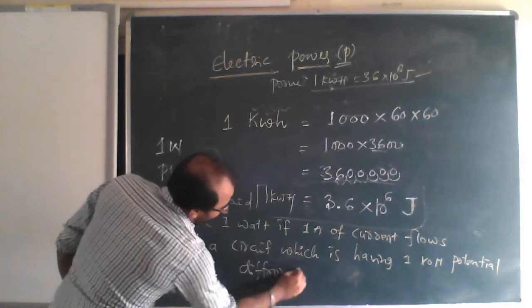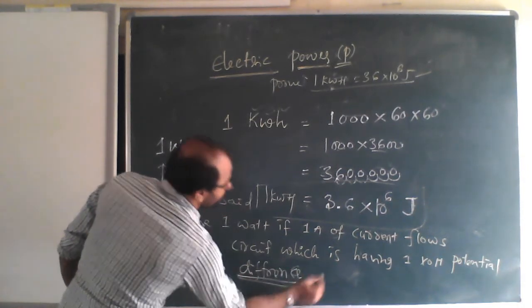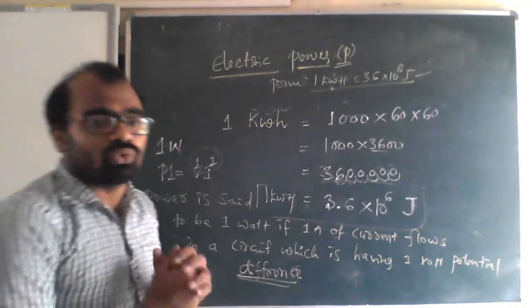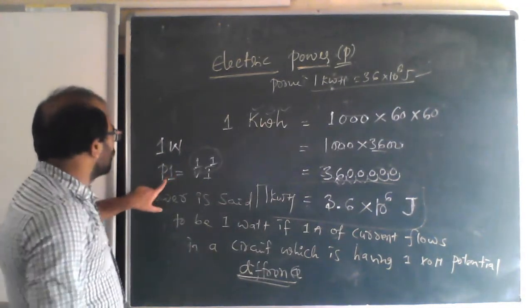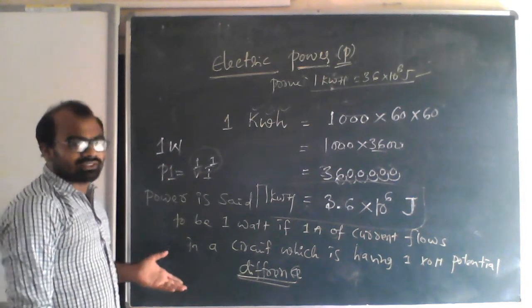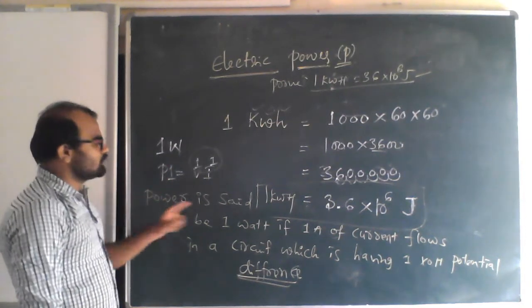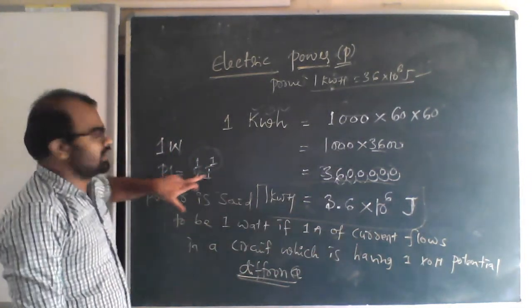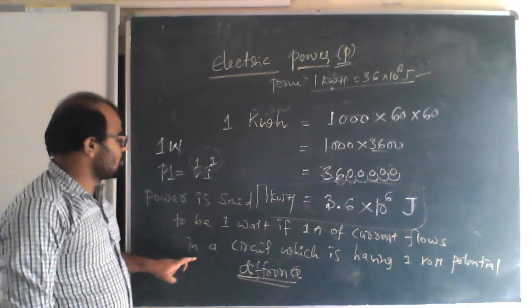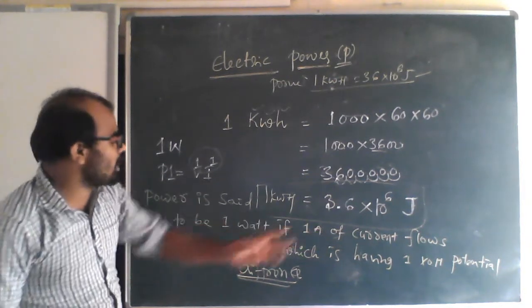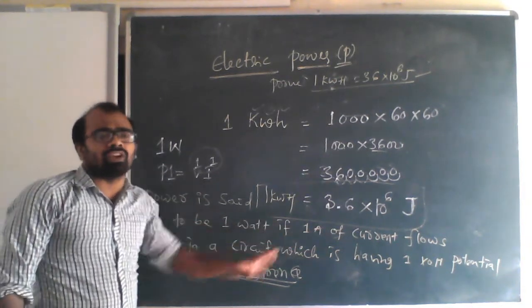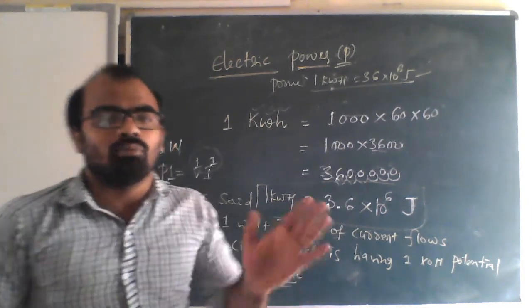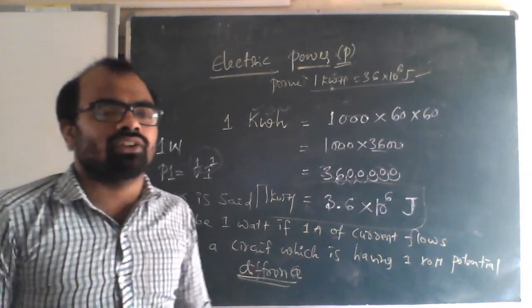Please refer to the book for definitions also. Be perfect with the definitions. Read the definitions properly so you can know. See, both are 1, so you can say 1 watt. So power is said to be 1 watt if 1 ampere of current flows in a circuit which is having a potential difference of 1 volt. This way you have to remember. Both are 1 means power is also 1, that is watt.